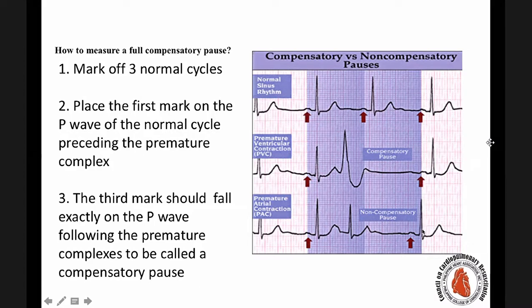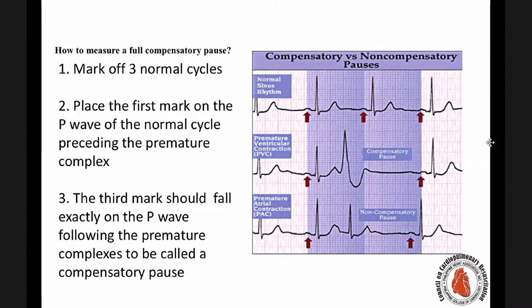Pero ito, nag-start siya earlier because the origin of this premature atrial contraction is coming from the atrium. Dumaan siya sa SA node or naapektuhan niya yung SA node, so it has reset the firing capability of the SA node. That's why this one, nag-contract siya earlier than expected. Pwede ding a little bit later. And that's why tatawagin siyang non-compensatory pause. Anyway, this will not come out on your exam. I just want to explain the difference between a full compensatory pause versus a non-compensatory pause.